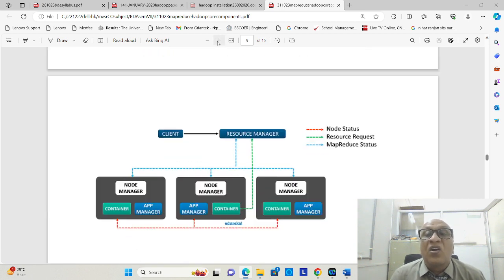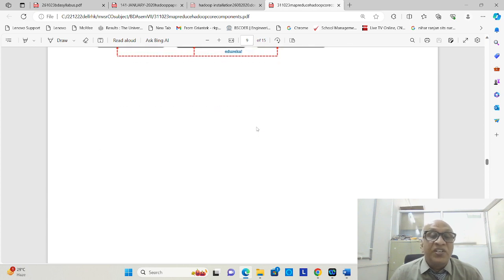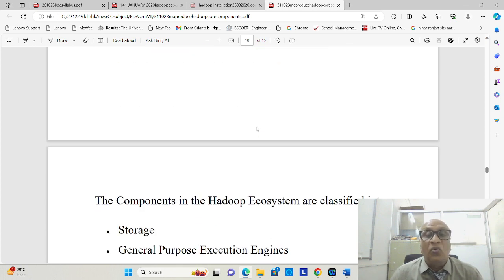You can look at this diagram also. You are seeing here the component called node manager. There is a container, there is an app manager, and there is a resource manager. And node status is depicted by the container here. The resource request is given by the container here to the resource manager, and the MapReduce status is given by the nodes.